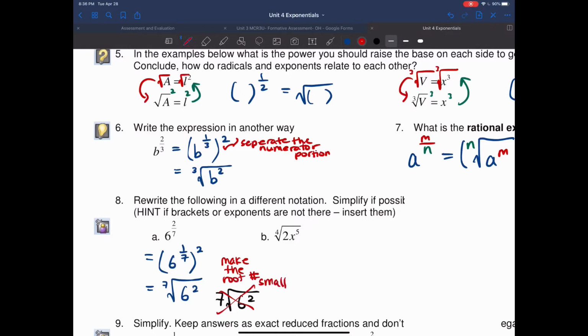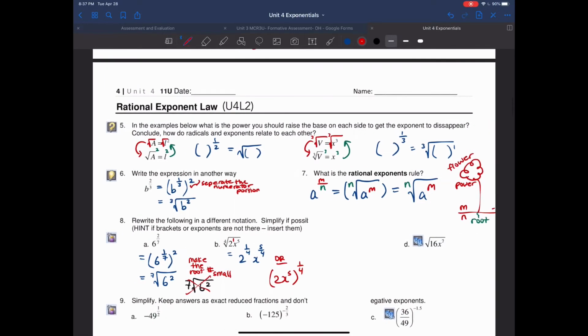Next, the 4th root of 2x^5. So this 2 has an exponent of 2, and so I'm going to have 2 to the 1 over 4, and x to the 5 over 4. Okay, so that's one way I could write it. Or keep in mind another way I could write it is by writing all of that in brackets and then writing it with the 1 over 4 on the outside.